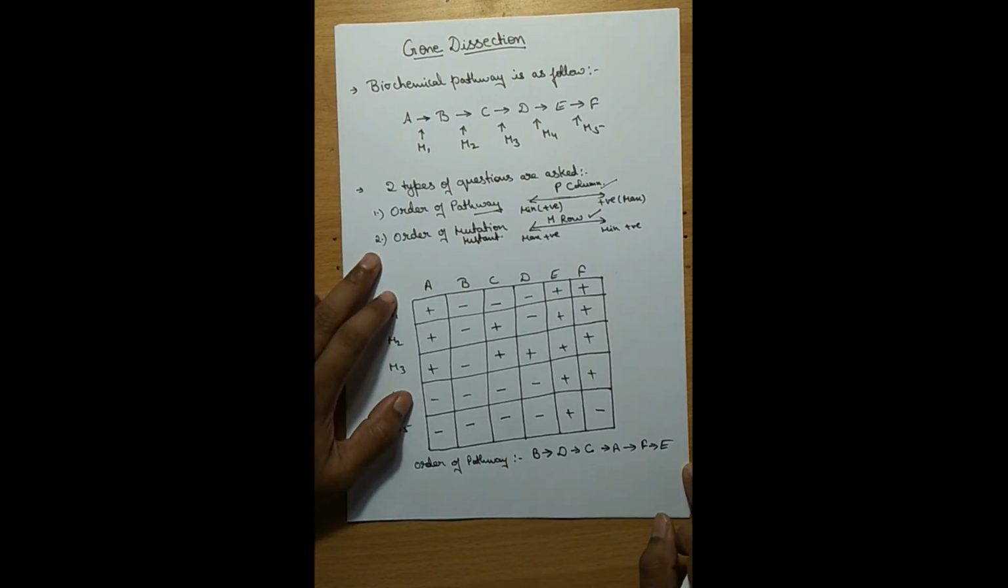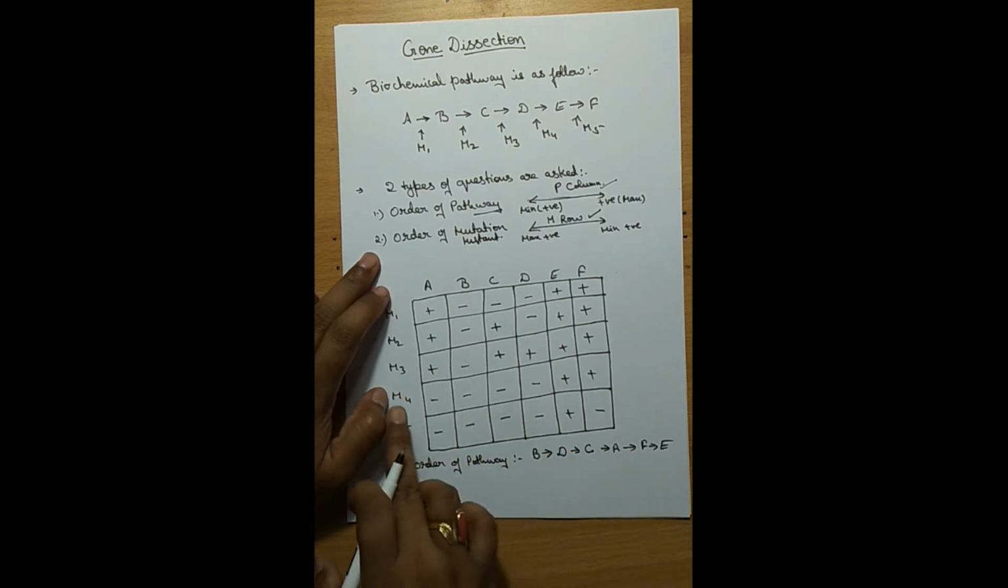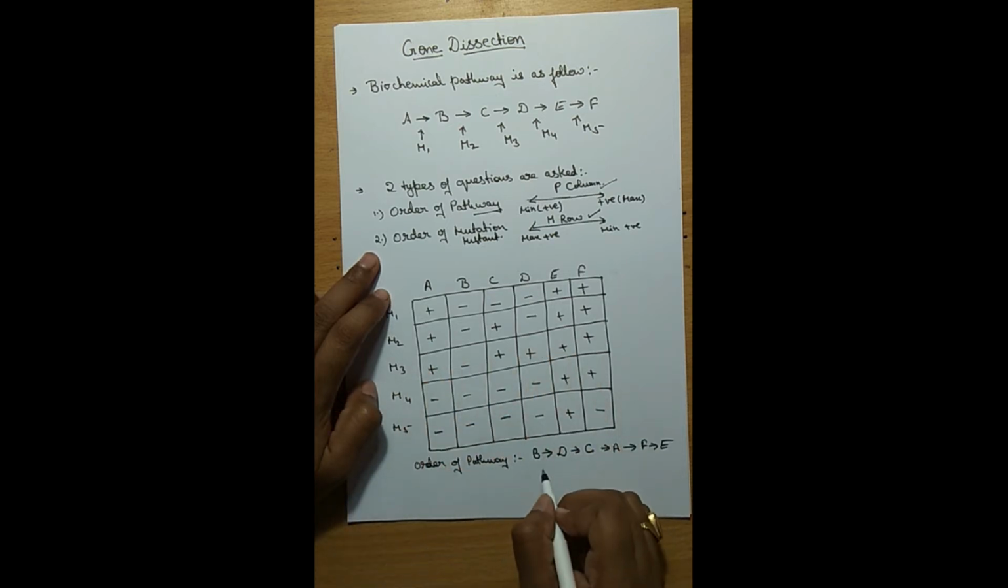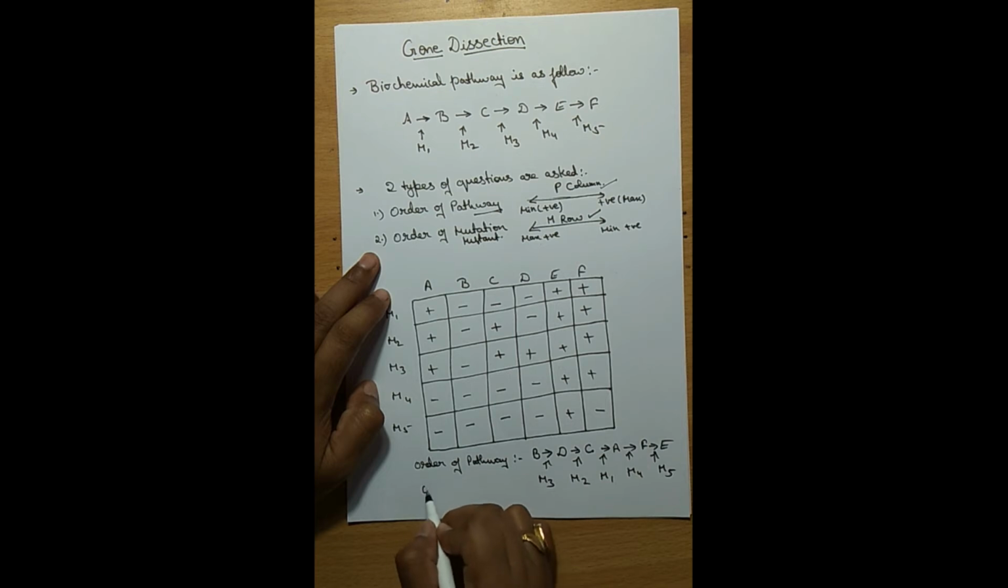In case we have to find the order of the mutants, then we have to look at the rows. Maximum positive signs are in row 3. So M3, M2, M1, M4 and M5. So this is the order of the mutants.